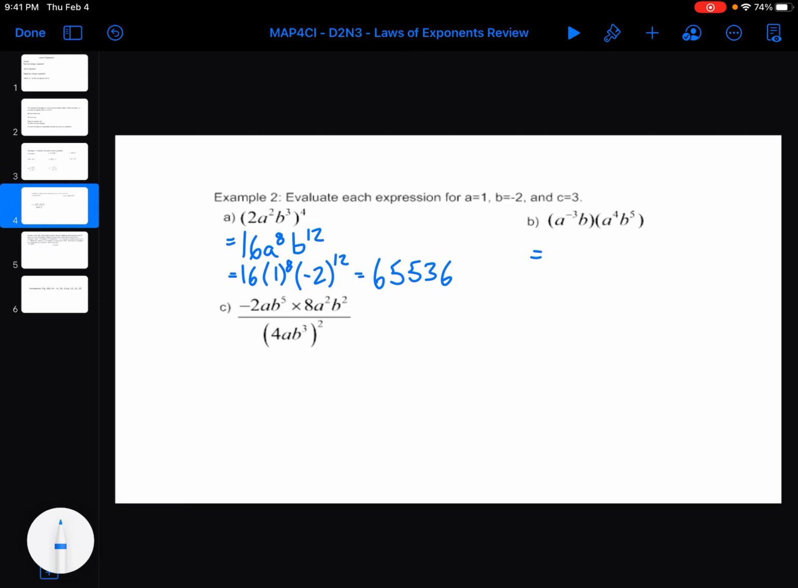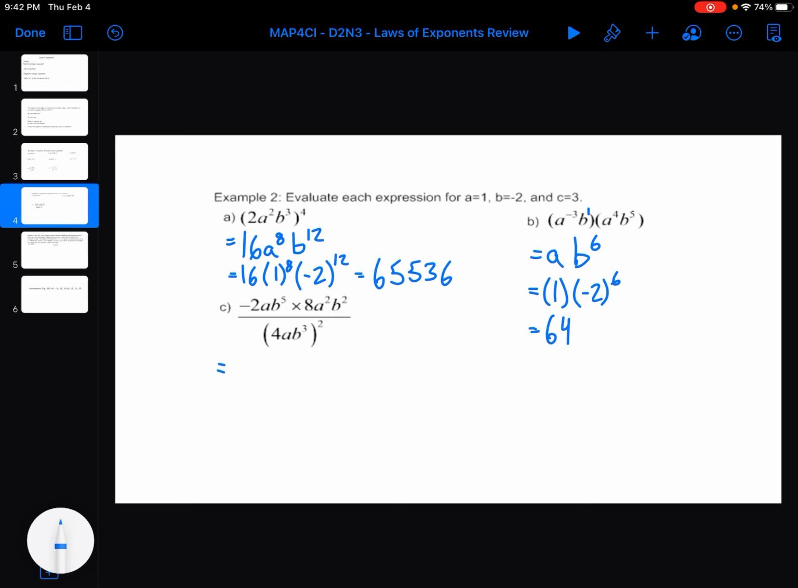Here we've got negative 3 and 4. So I've got to just look at my a's first. So this just becomes a to the 1, or a. Then we've got b to the 6, because if I don't have an exponent, there's actually a 1 there, and 1 plus 5 is 6. So now I get 1 and negative 2 to the 6, and 2 to the 6 is going to give me 64. Okay, and that's going to be positive.